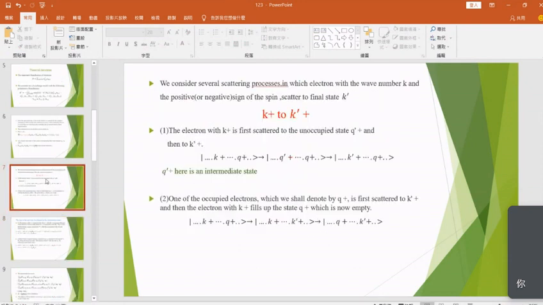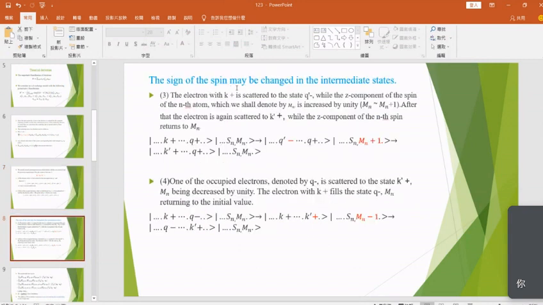And then the second process: the occupied electron, which we denote by Q plus, scatters to K prime. The final state is still K prime, but the occupied state Q is now empty, so K can come in and fill up the state Q plus. The occupied state means a state below the Fermi surface.